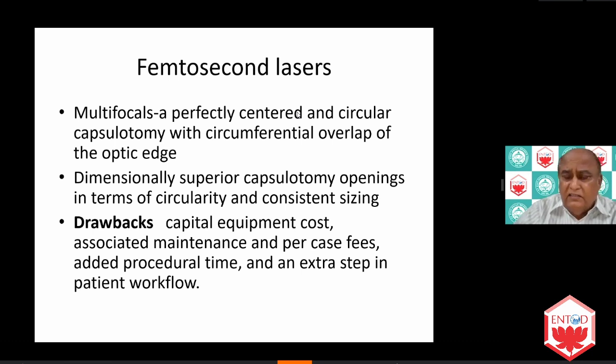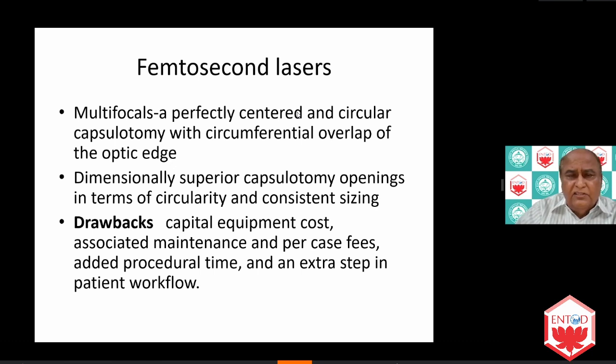Whereas when the femtosecond laser came, all the proponents of femtosecond laser say that multifocals need a centered circular rexis and it should be overlapping the IOL optic edge. So that is required. So in 100% of the cases, you have to do a femtosecond laser so that you can implant a multifocal lens or toric lens. But what I say is that in 95%, if you can get a good rexis with the manual technique, what is the need? If supposing you fail in some cases, there is no problem. You can convert to a monofocal lens also. So it's just for the 5% or 2% of cases that you need femtosecond laser.